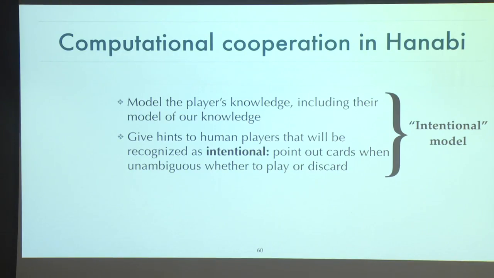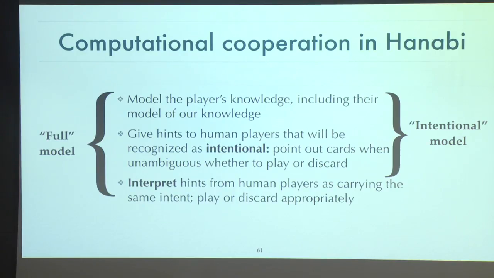We refer to this set of 2 principles as underlying an AI agent we call the intentional model. And then we also include a third one, which is sort of a meta-reflection of these ideas back on ourselves, where we're not only interpreting hints in a way that we incorporate into our knowledge model to inform what card we play, but also interpreting human players' intents as being given with the same idea of intent that we're using ourselves. And when we include that, we refer to that as the full model.